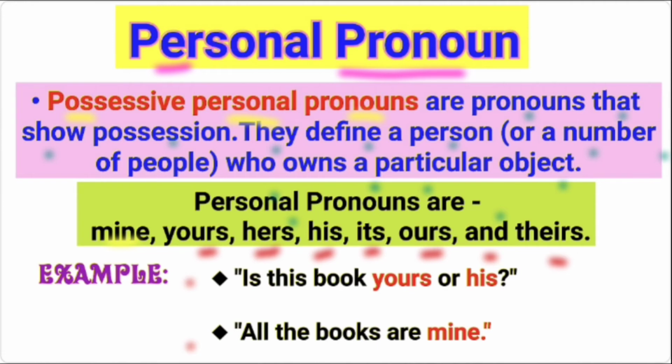And here are two sentences for you. The first one is, is this book yours or his? Yours or his, they are in red color to show you that these are personal pronouns. All the books are mine. Mine is a personal pronoun, a possessive personal pronoun here.